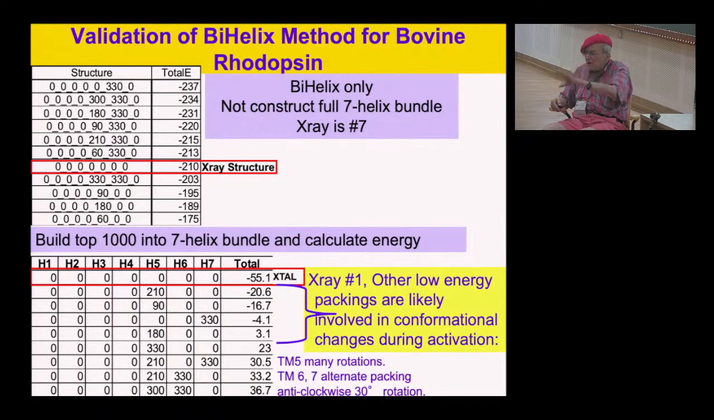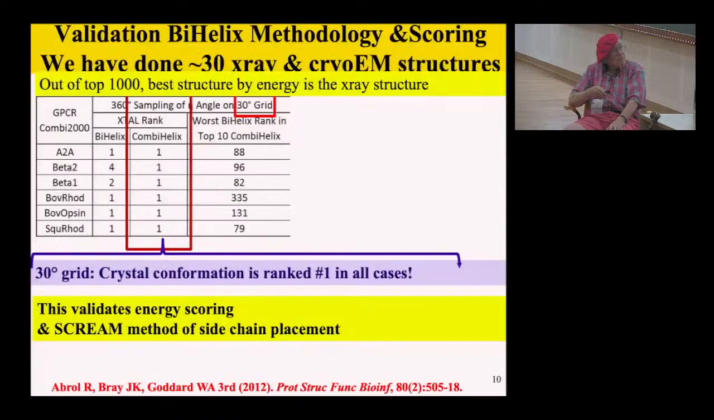This is an example. We're not doing the combi helix, just doing the pairwise interactions for rhodopsin. The number 7 structure is actually the crystal structure, but when you build in the 7 helix bundles, it's number 1. In almost every case we've done, the best one's number 1 for the apoprotein. In this case, what you can see is for rhodopsin, there's lots of variations in the rotations of TM5, 6, and 7.